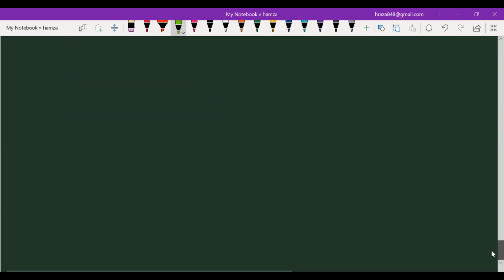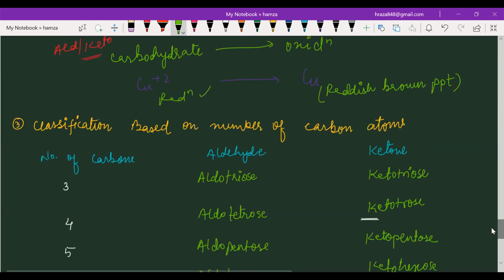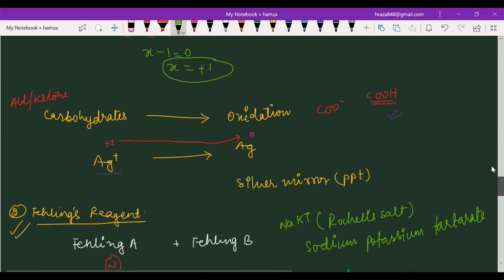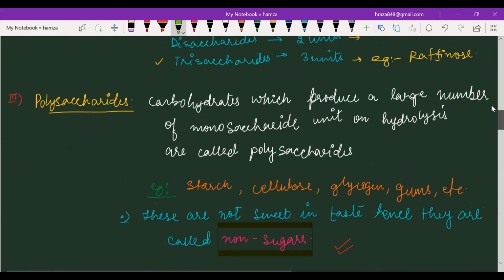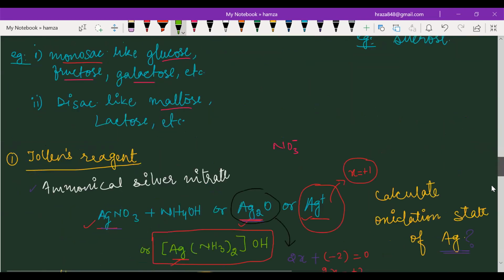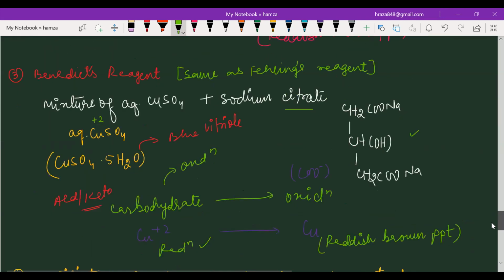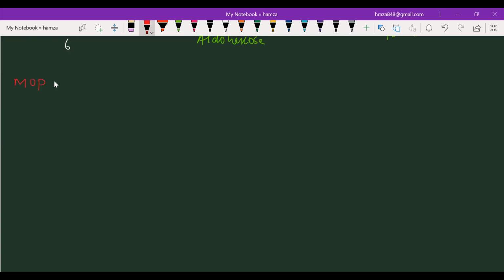See, after this, there are three classifications. The first one was on the basis of hydrolysis. The second classification was reducing and non-reducing sugar. And the third classification was on the basis of number of carbon atoms. Now see, we are going to start MOP, that stands for methods of preparation. MOP of glucose.